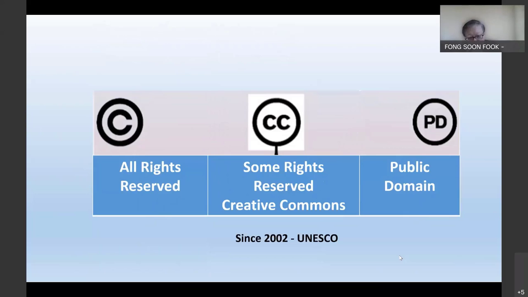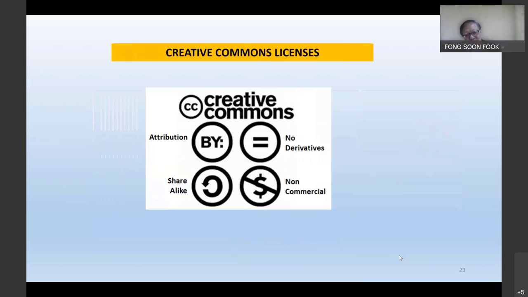Now, in 2002, not long ago actually, okay, UNESCO introduced something called Creative Commons with some rights reserved. Instead of all rights reserved, it becomes some rights reserved. And this some rights reserved is actually governed and regulated by these four symbols. Now, this is the core of OER and IOER. So we just have to understand this, that there are only four symbols.